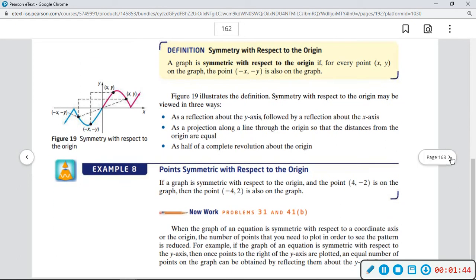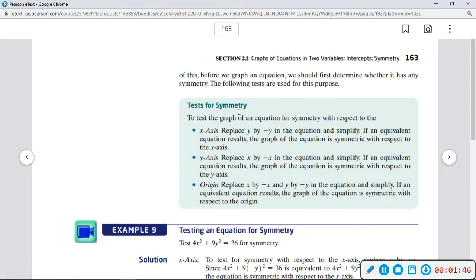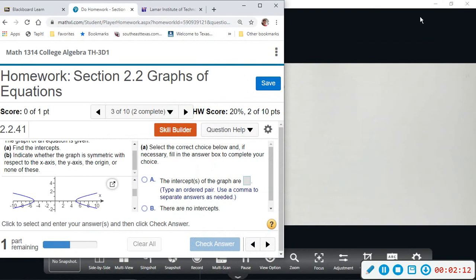And then if I go over one more page, I believe it says test for symmetry. The simple thing you need to remember: for x-axis, you replace the y with a negative, and if that point's on there, then you have x-axis symmetry. With the y-axis, you make the x negative. So like the ordered pairs, you do the opposite one. Origin, you make them both. All right, let me show you what this looks like in function format, and then we will answer this problem.